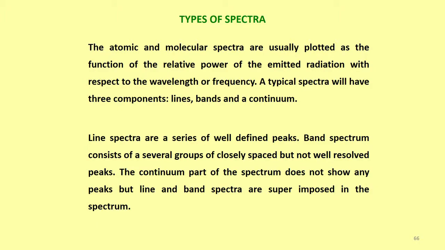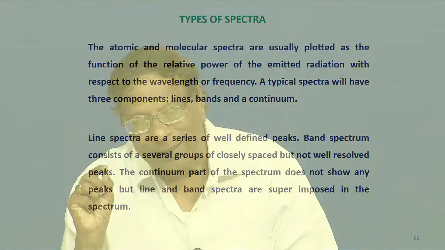So, what is a line spectra then? Line spectra are a series of well defined peaks, but they are so sharp that you cannot really think it is a curve with a maximum or a minimum. So, it just goes like this. Our human eye is not capable of distinguishing the rising part or falling part of a peak, that is known as line spectrum.